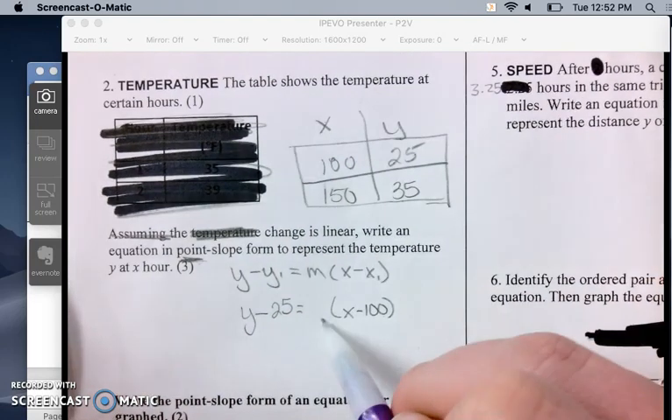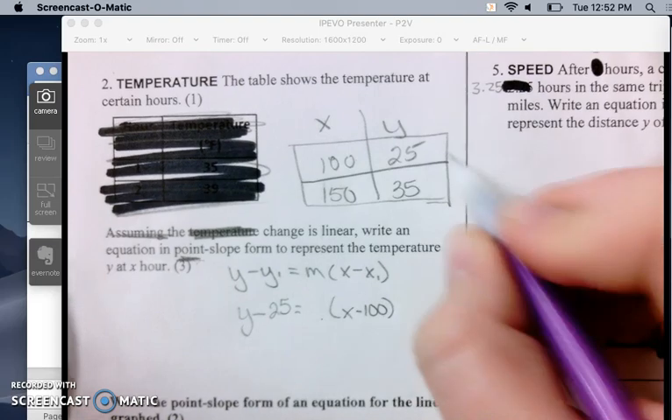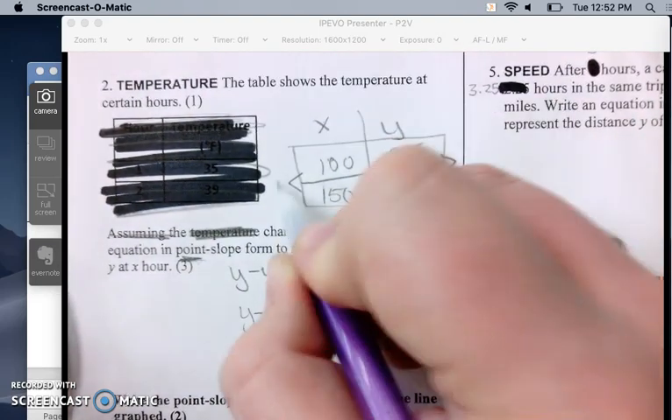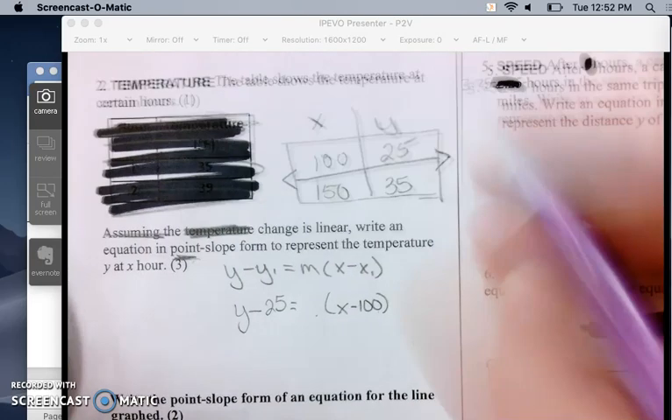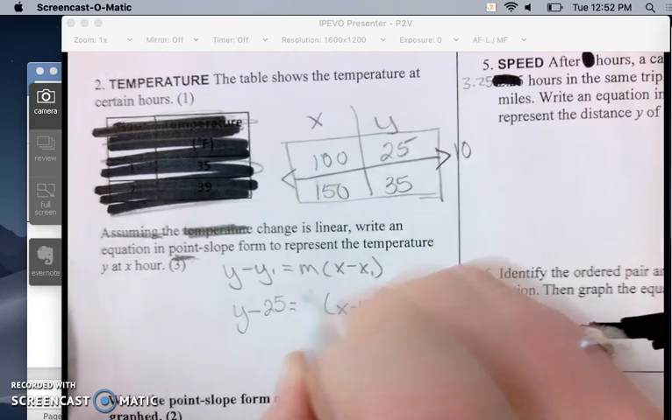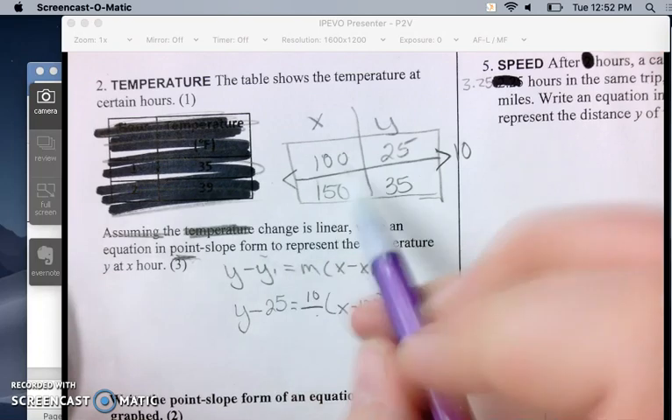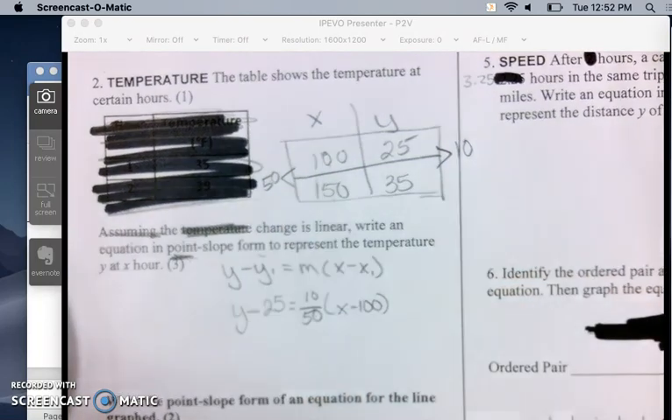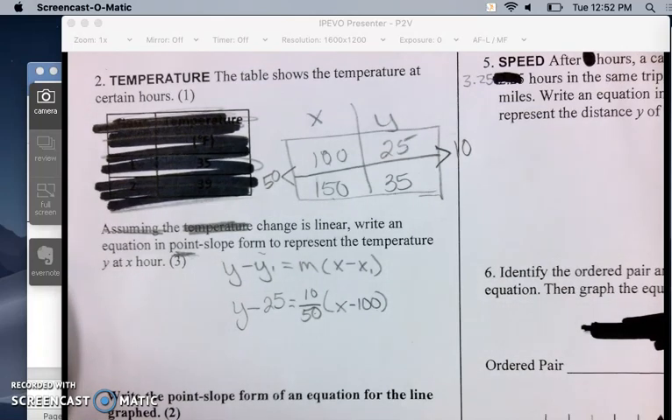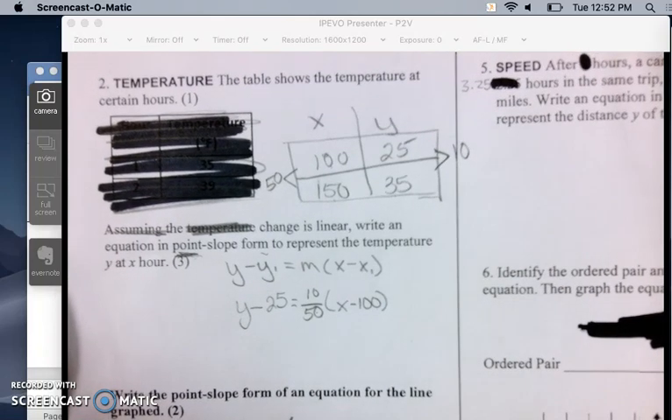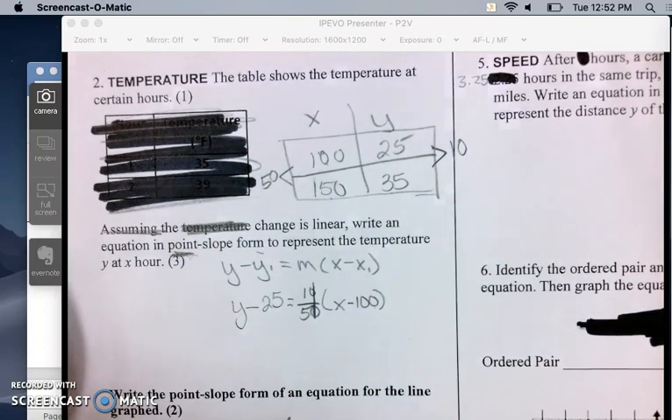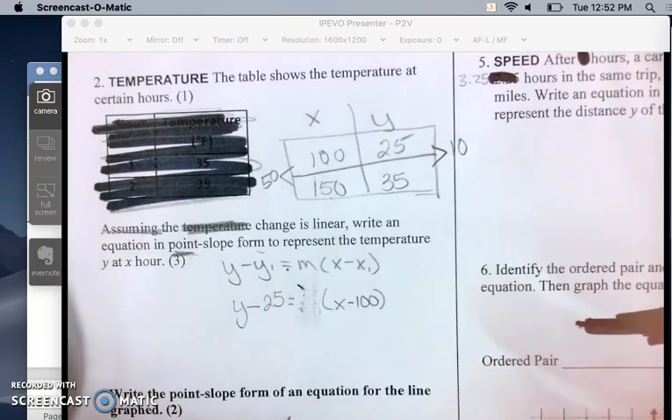My slope, or rate of change, is how much is changing here, this change over this change. So 25 to 35, I'm adding 10. So it's going to be 10 over, and 100 to 150, I'm adding 50. 10 over 50. What you need to make sure to do, though, is simplify it down. So 10 and 50 can both be divided by 10, right? So this changes to 1/5. And that's all you need to do.